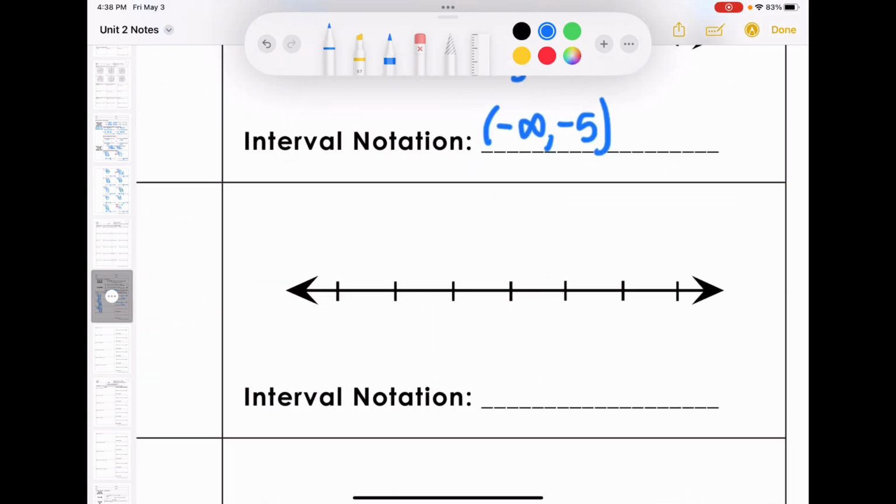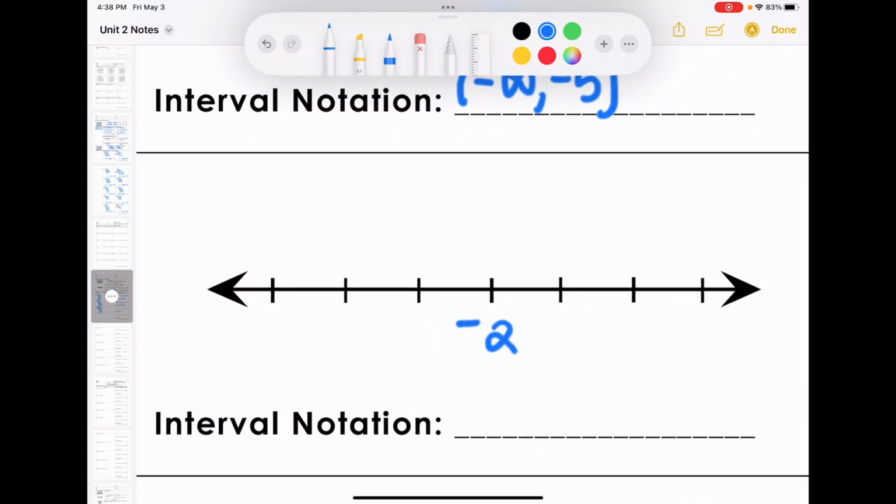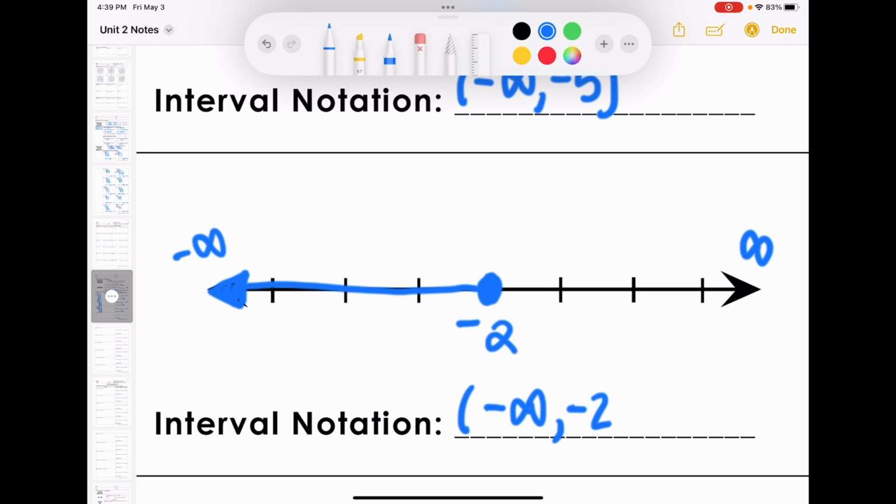All right, so now we're going to graph it. So I'm going to put negative 2 right in the middle of my number line. Since it's less than or equal to, I'm going to put a closed circle, and I'm going to shade to the left. Remember, if it's pointing to the left, it's negative infinity. If it's pointing to the right, it's positive infinity. So my interval notation for this one is going to be parentheses, negative infinity, comma, negative 2. And then since negative 2 has a closed circle, I'm going to be using a bracket.